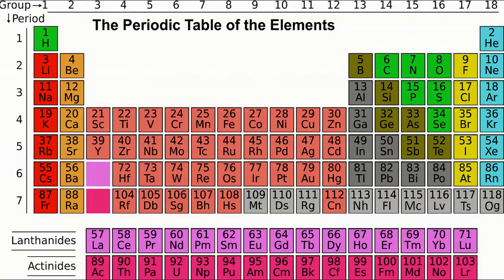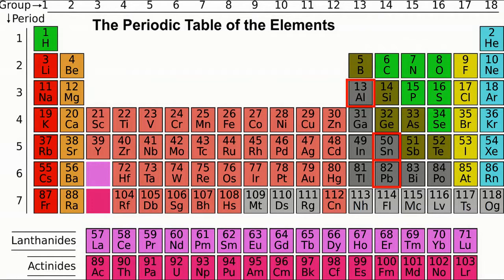For example, lead is element 82 on the periodic table, and its symbol, funnily enough, is not Le. That would be too obvious. Its symbol is Pb. Tin is element 50, Sn. Aluminium is element 13, Al.